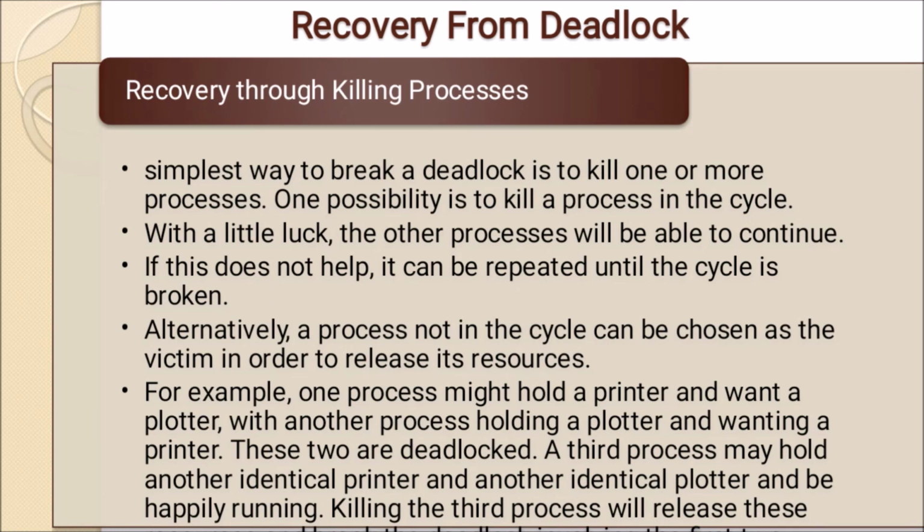For example, one process might hold a printer and want a plotter, with another process holding a plotter and wanting a printer. So these two are deadlocked. Now a third process may hold another identical printer and another identical plotter and be happily running. If the third process releases these two, one printer and one plotter, the deadlock will be broken. So these are the three ways we can recover from deadlock.